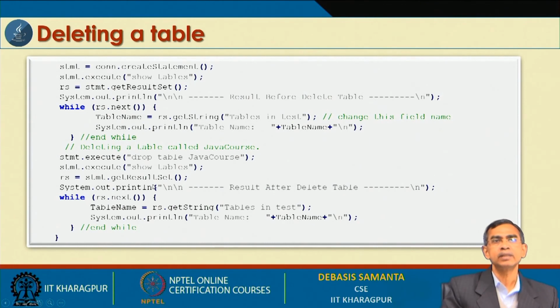Now, after this we execute drop table Java course, that means we want to delete the table permanently, whether it contains records or not, it will remove the table physically from the server. And then after show tables again, you will see that all tables are there except the Java course table, because the Java course table has been deleted.